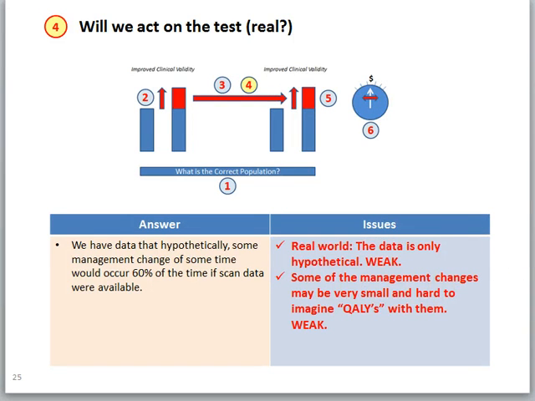But Medicare argued the data was hypothetical, it was on paper, they felt it was weak, and they were concerned that some of the management changes being scored might be fairly small, and they weren't sure how much impact they would have on patients.